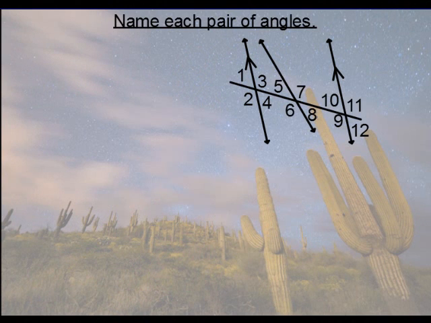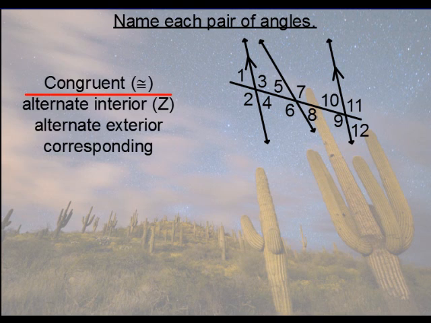Let's do an example. Name each pair of parallel lines. Let's start off with the congruent ones first. Remember that these are the pairs of congruent angles, and we'll start off with the first one, alternate interior. Remember that with alternate interior, you're looking for a Z shape, and you might see a Z shape here. See that? Angles 3 and 6.